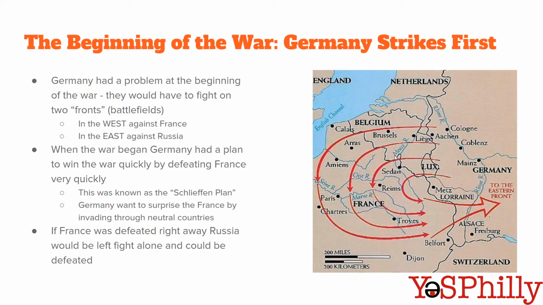And the goal of this plan, again, was to defeat France right away so Russia would be left alone and could easily be defeated by the Germans. So, again, this Schlieffen Plan was to knock France out of the war right away by breaking the rules of war and invading through the neutral country of Belgium. Those of you who know anything about World War II, this should sound familiar.